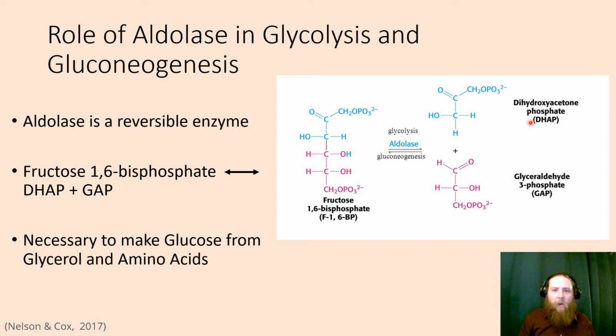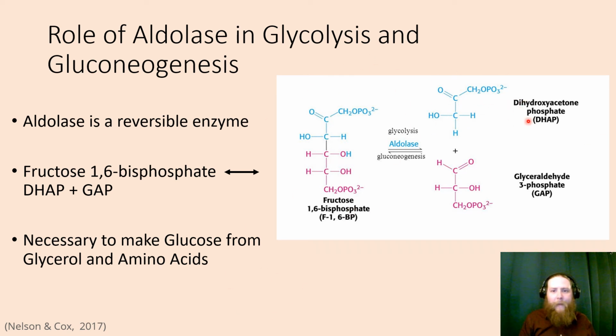Aldolase is taking all of these four products, the pyruvate derivatives here and the ones from glycerol and amino acids, and it's mashing them together to form more fructose 1,6-bisphosphate, which is then going to go on to form glucose. So this is a really pivotal point where we're taking these different products and slamming them together to make this fructose 1,6-bisphosphate.